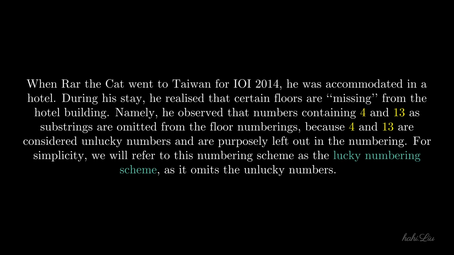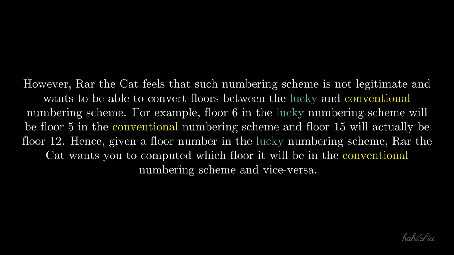Here is the question. Rat went to a hotel. He realized that floors containing 4 and 13 as substrings are omitted from the floor numberings. We will refer to this as the lucky numbering scheme. So he wants to find a way to convert floors between the lucky and conventional numbering schemes.